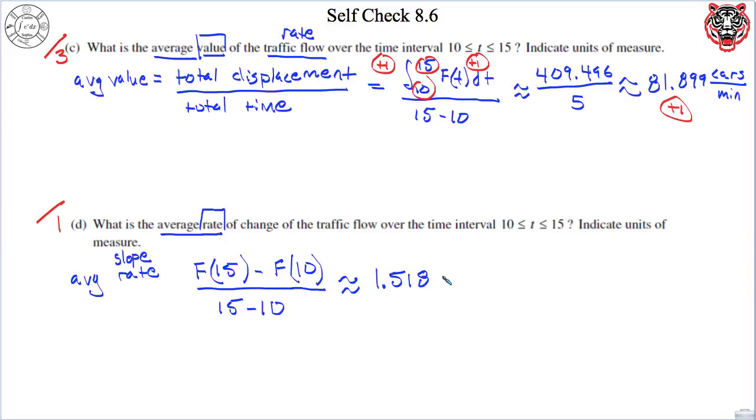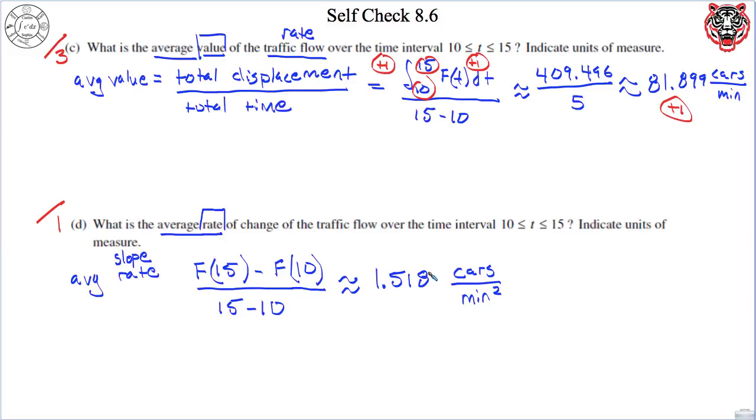wait a sec. This is going to be cars per minute squared, I believe, for this one. Wait, hold on. Let me think about this. The average rate of change. This is definitely cars per minute squared, and this one should be cars per minute. Yeah, okay. We got those rates correct.